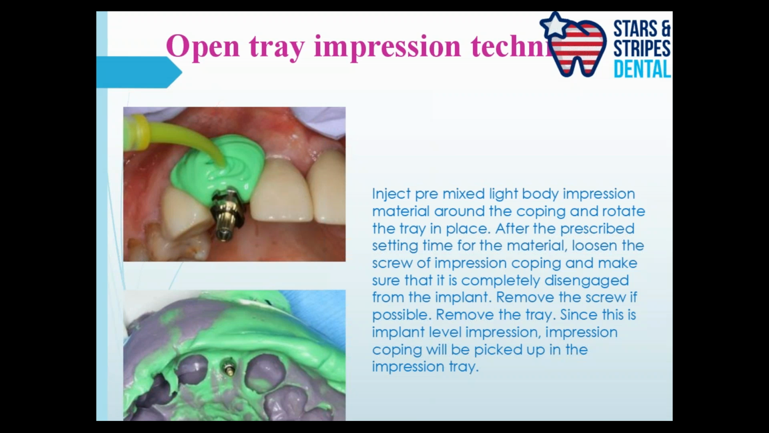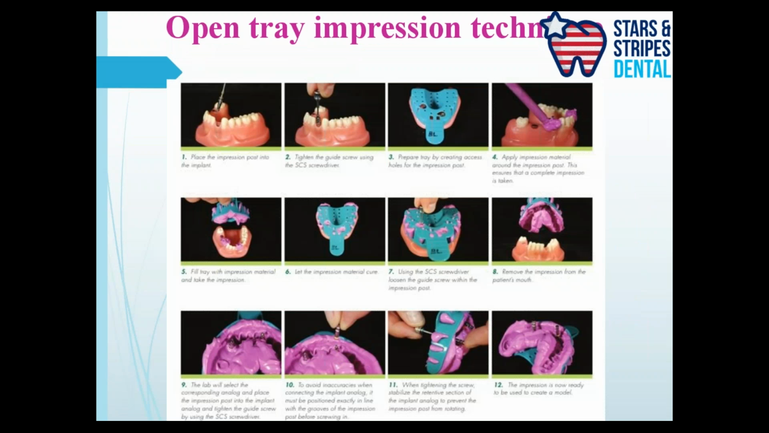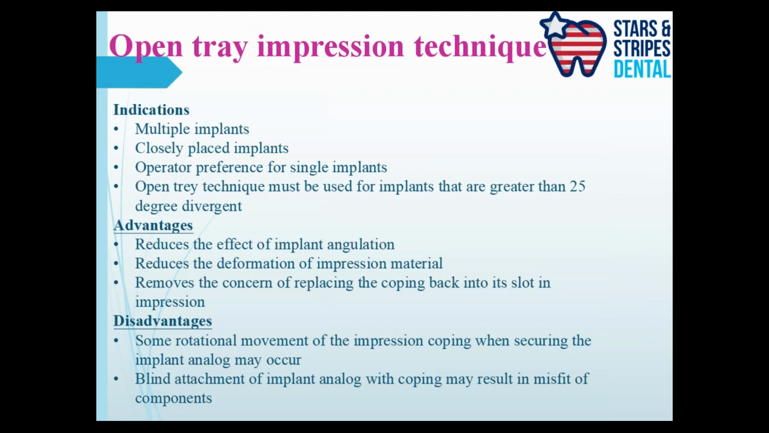You see the advantage? So this is again an illustrated diagram to make it more explanatory to you. Hopefully you are understanding this. So you're removing the healing abutment, you are trying the tray in the mouth, you are injecting the material, placing the tray, allowing the material to set. You are removing the screw, and the impression copings are being picked up.